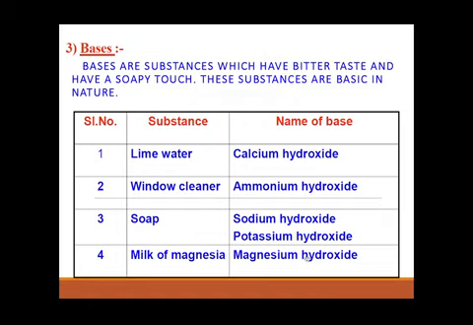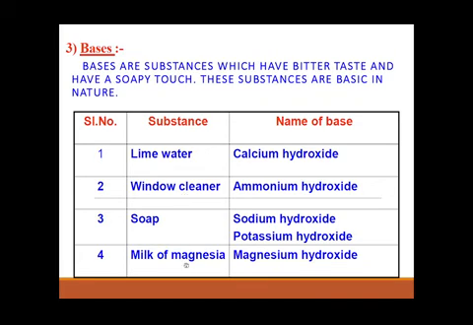Now let us start with bases. So what are bases? Just like acids, we have discussed that acids have sour taste. Bases are the substances which have bitter taste and they are soapy in nature. They have a soapy touch and these substances are basic in nature. So here is the example of 4 substances which are bases: lime water, window cleaner, soap, milk of magnesia.